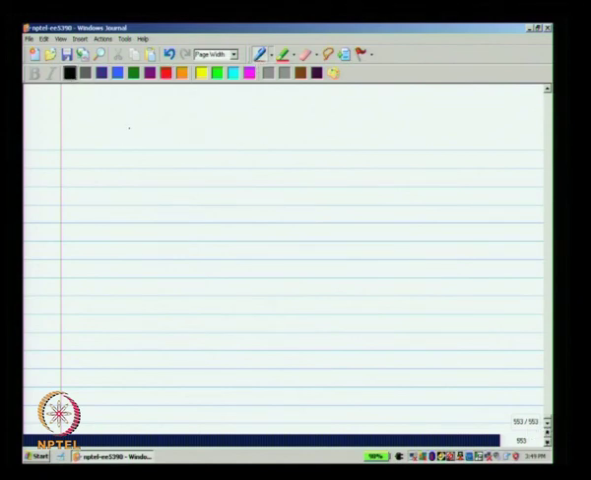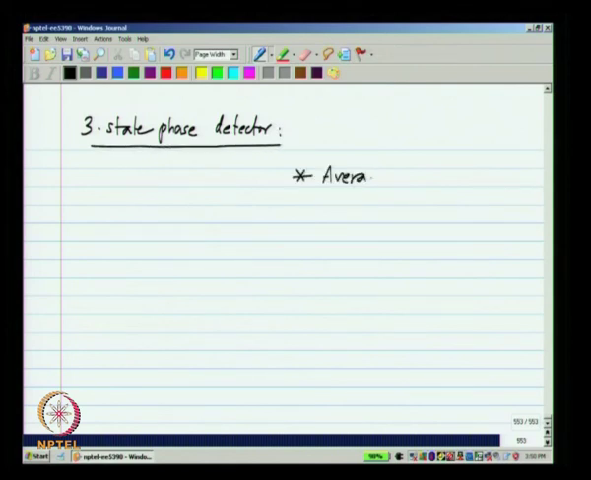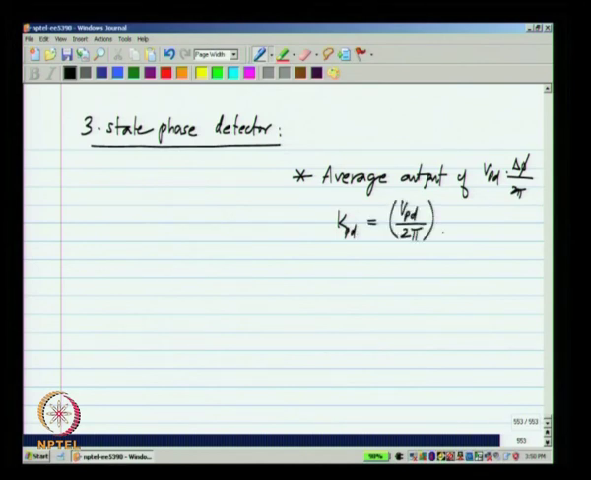Our three state phase detector has an average output of VPD delta phi by 2 pi. This means that the phase detector gain KPD is VPD divided by 2 pi, and that is only the average output.